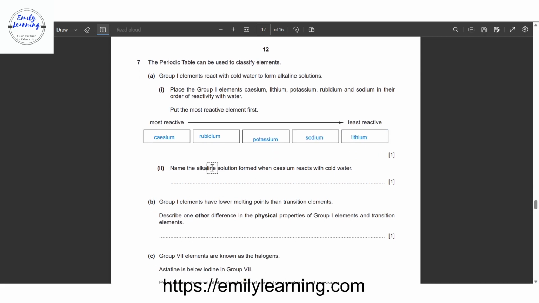Okay, next, name the alkaline solution when calcium reacts with cold water. So when you have a group 1 metal reacting with cold water, the alkaline solution formed is something hydroxide. Because it is calcium reacting with cold water, the alkaline solution formed will be called calcium hydroxide.